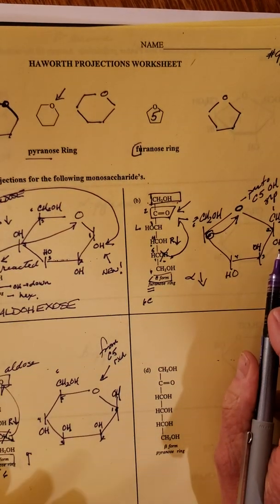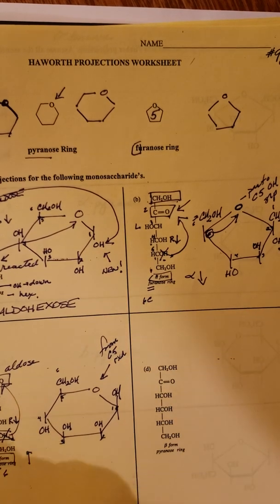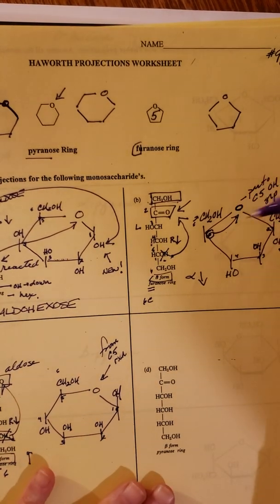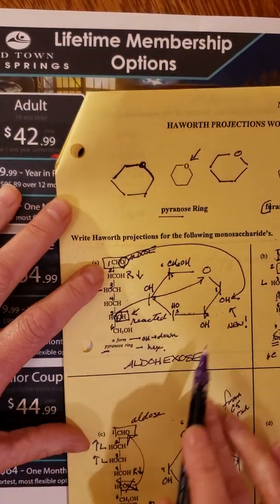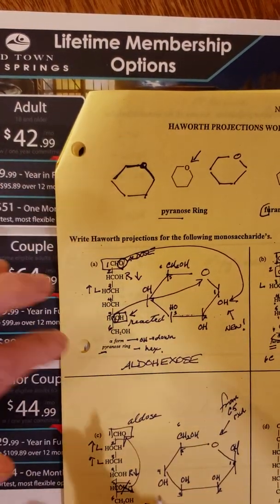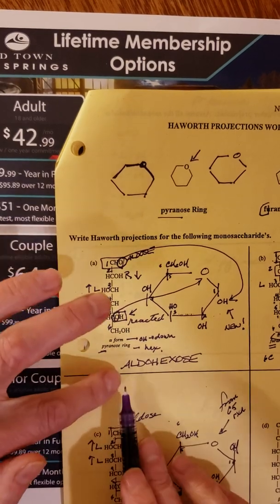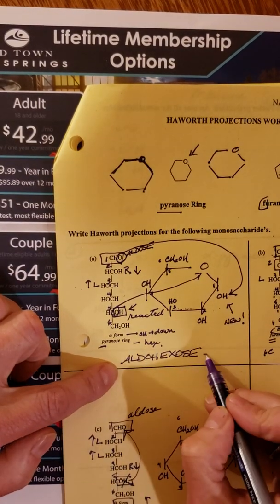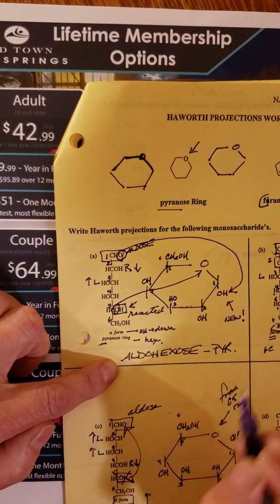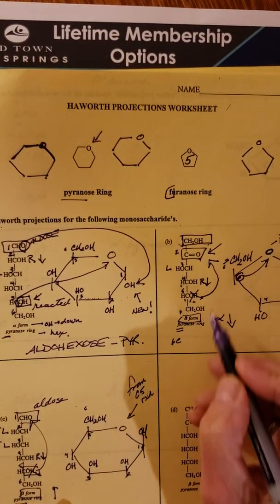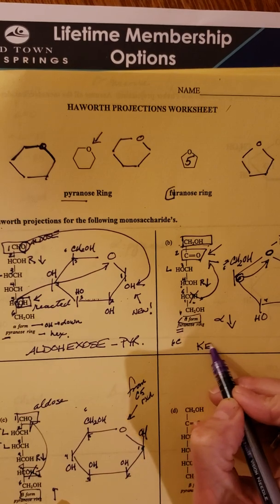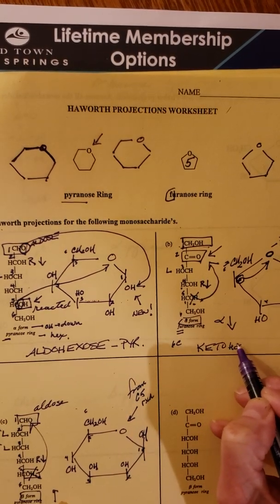So typically, not always, and you're going to find that out, but typically when you see an aldose and it reacts to form the ring, most of the time that aldohexose is going to give you a pyranose ring. Okay. If, however, you have a ketose, and in this case here, we have a ketohexose again, a little bit of practice.